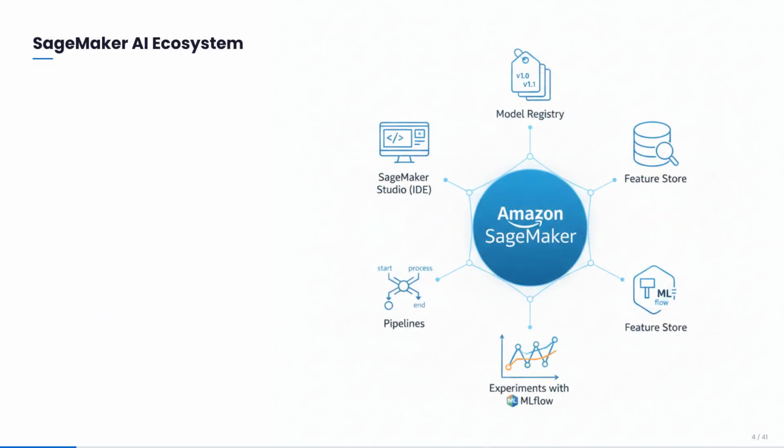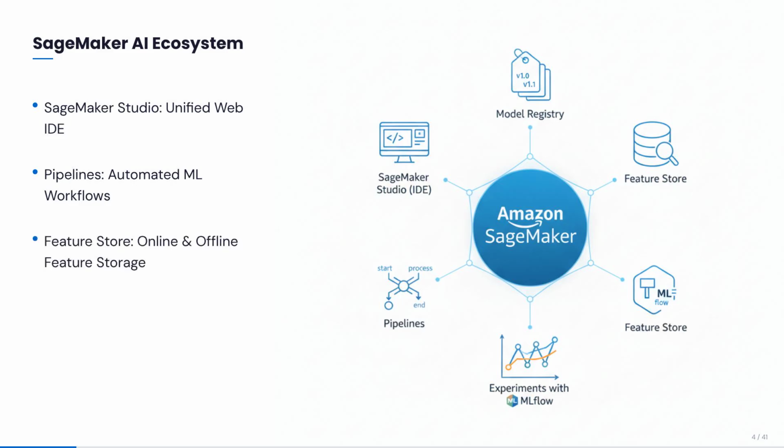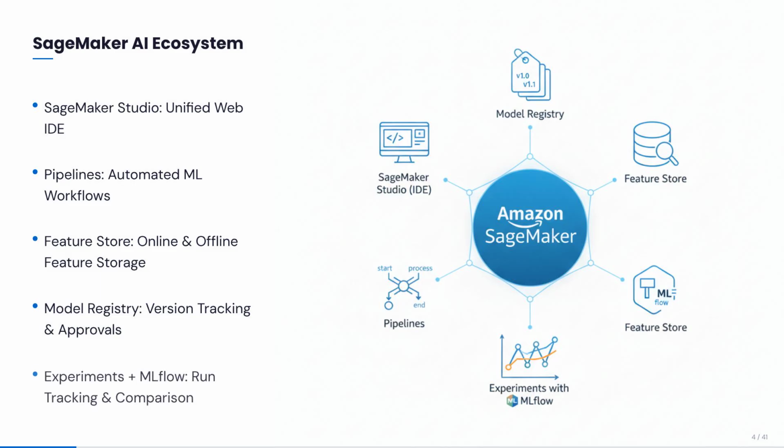The SageMaker ecosystem is vast. SageMaker Studio provides a unified web IDE for development. Pipelines enables you to build automated ML workflows. Feature Store manages your ML features with online and offline storage. Model Registry tracks model versions with approval workflows, and Experiments with MLflow integration helps you track and compare training runs.